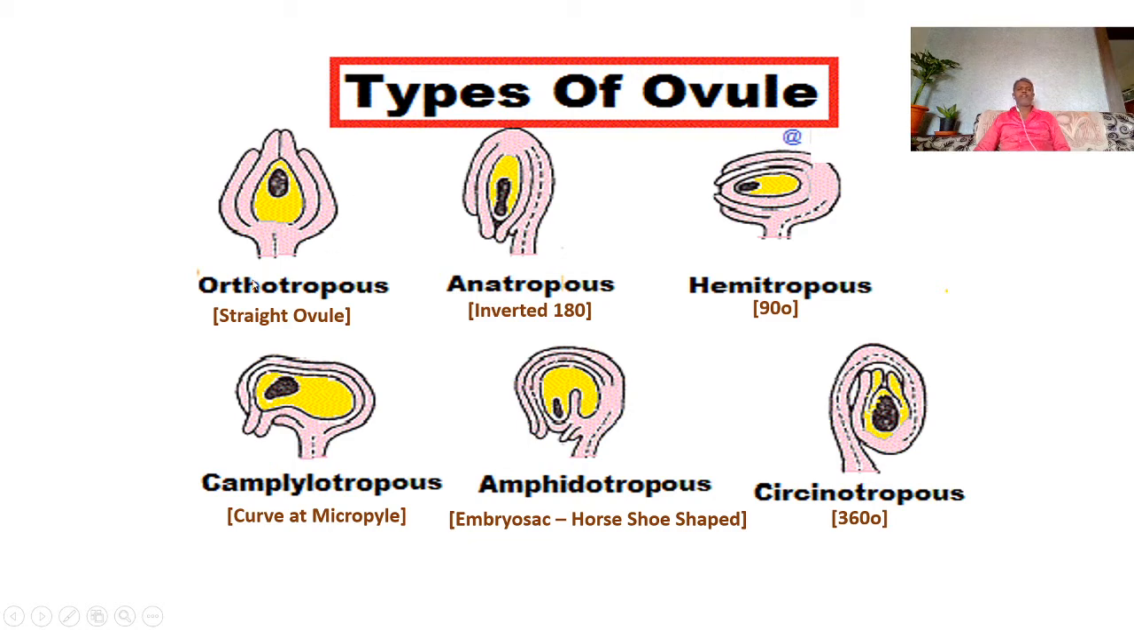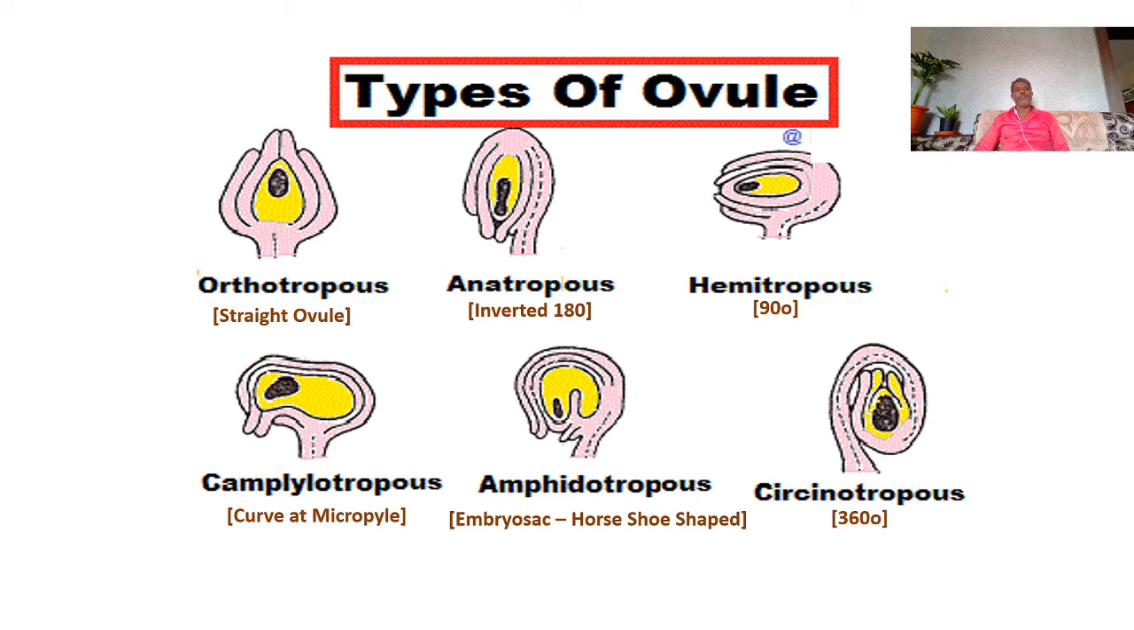Okay, so what are they? The orthotropous ovule, anatropous ovule, hemitropous ovule, campylotropous ovule, amphitropous ovule, and circinotropous ovules are the different types of ovules seen. The first one is the orthotropous ovule. What is the orthotropous ovule, and in which plants is it seen?